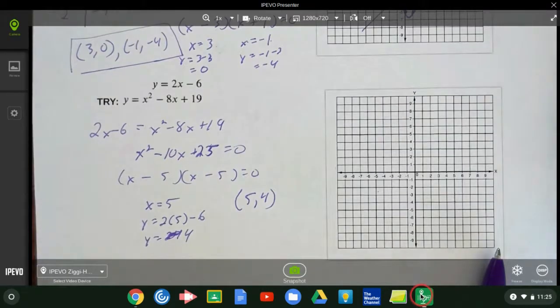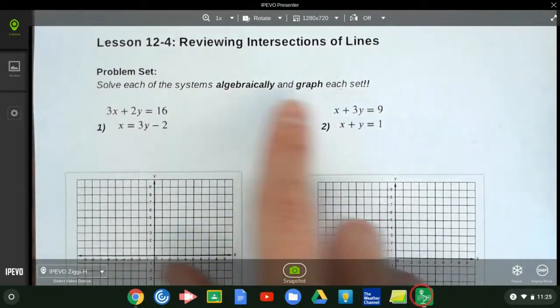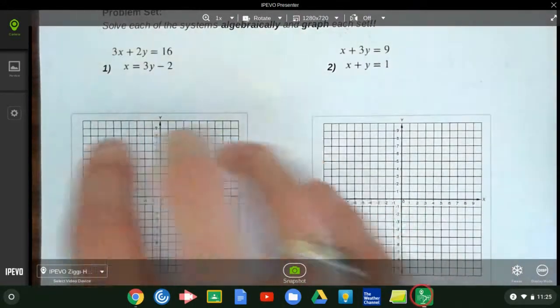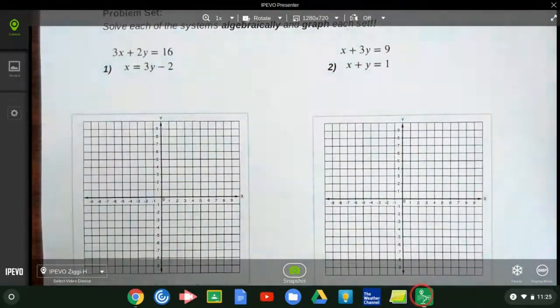Okay, so that brings us to our work that we want to do. Four practice problems. Go ahead and solve them algebraically, and then graph them to see if the graphs match up to what you're used to. Okay, handle these, come back in class tomorrow, and we'll connect this idea to circles.